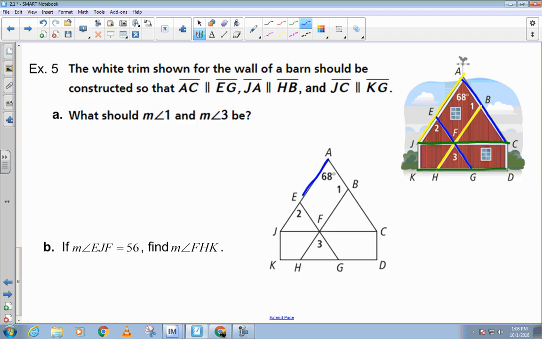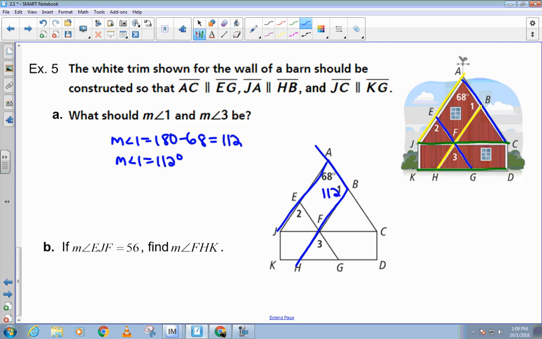Okay, so if I look, angle 1 is created by this line and this line, right? And we know that this line is parallel to this one, correct? So what kind of relationship do 68 and angle 1 have? They equal 180, right? So to get the measure of angle 1, I'm going to do 180 minus 68, which is going to be what? 112. Okay? So the measure of angle 1 is 112.